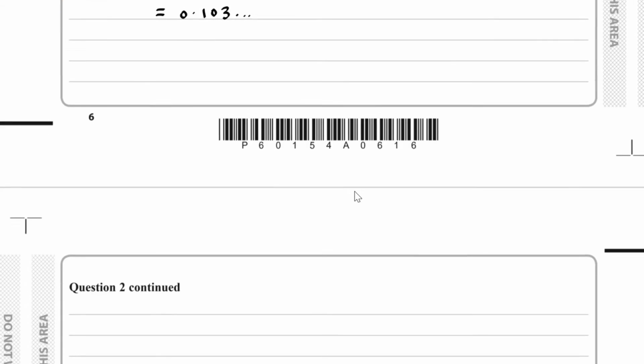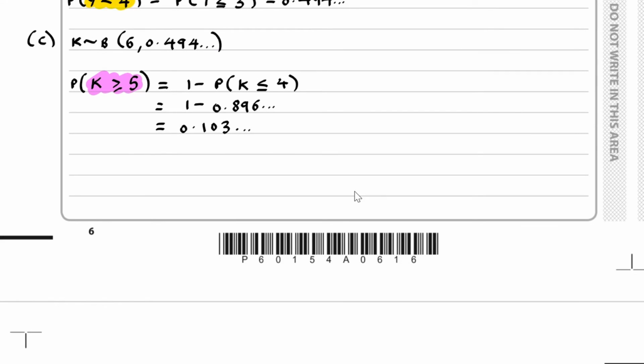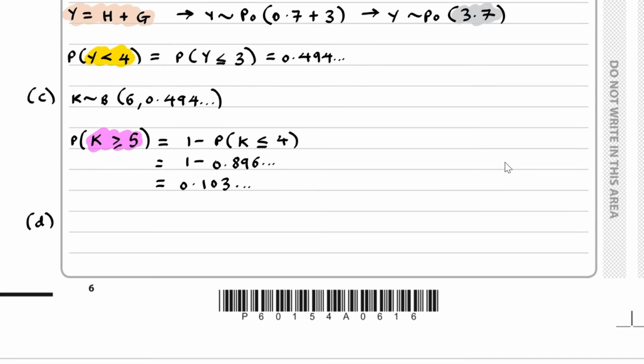So the first thing we need to do for part D is write down our hypotheses. We'll quickly do that now. We have our null hypothesis, the mean hasn't changed, so lambda equals 3.7, and our alternative hypothesis, lambda is greater than 3.7. That's the first thing to recognize.